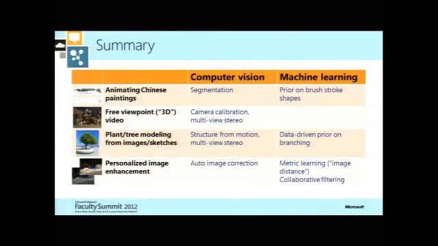So I've just talked about 4 different things. Animating Chinese paintings, where the computer vision technique that we used was segmentation. For free viewpoint video, we use the computer vision technique of multi-view stereo. For plant and tree modeling, we use structure from motion and multi-view stereo. And for the image enhancement, we use auto-image correction techniques. And of course, we also use machine learning, which everybody's using these days.